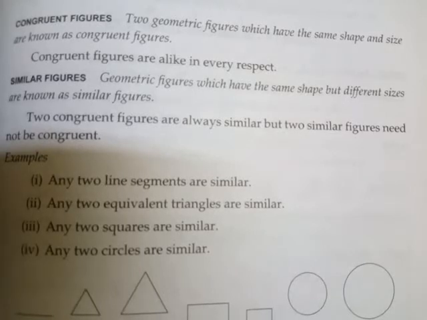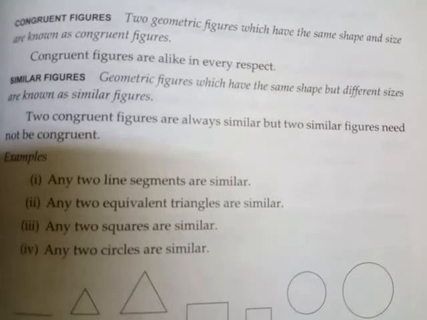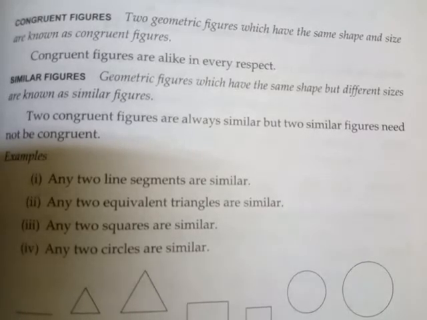Let me take the example of a square. It may be big and small, so it is a similar figure if it is a big and a small square. But if two squares are equal in size and shape, then we can say that they are congruent.